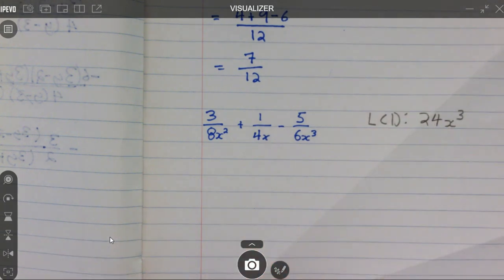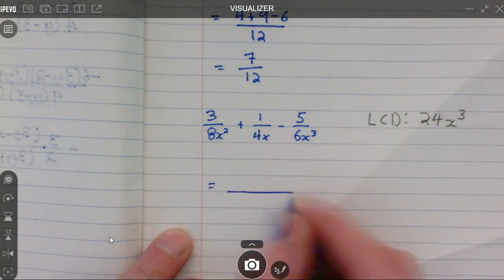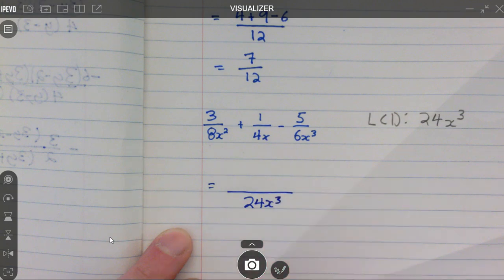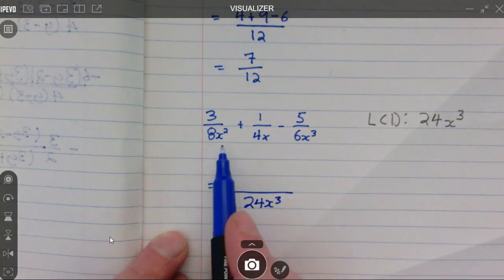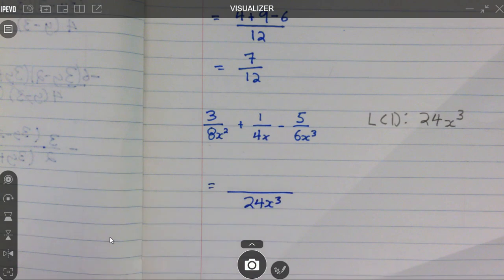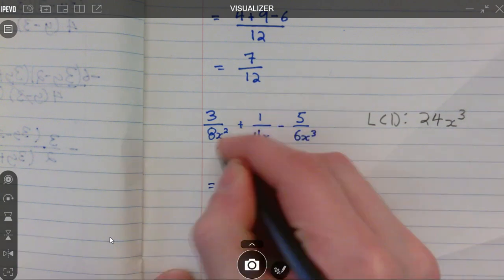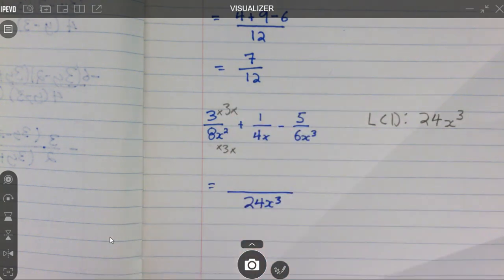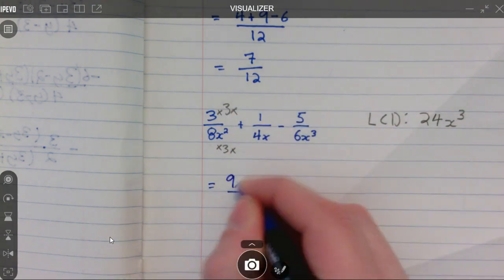And we're going to kind of think the same way. What do I need to multiply everything by to get up to this common denominator? So I want to rewrite this fraction as over 24x cubed. So to get 8x cubed up there, I need to multiply it by 3x. And I also need to multiply 3 by 3x. So I'm going to have 9x.